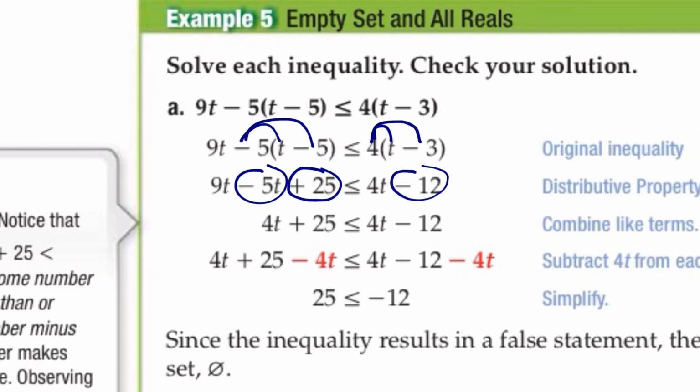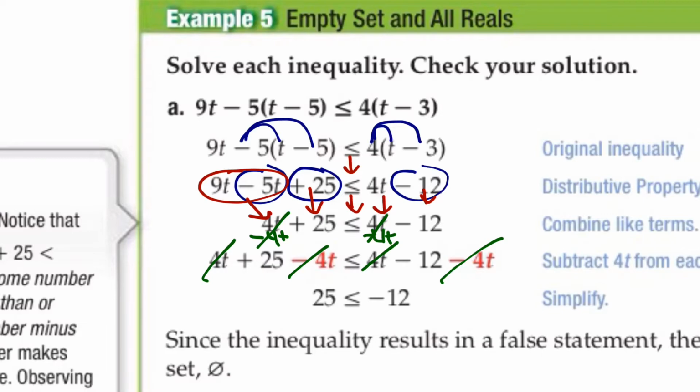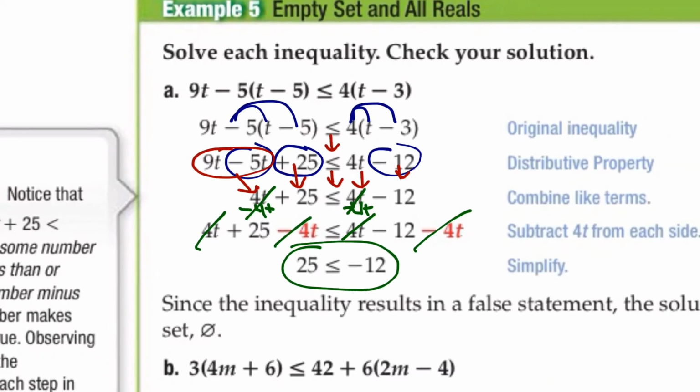Now, I'm going to combine like terms. 9t minus 5t gives me 4t. Still positive 25. 4t minus 12 stays the same. I haven't changed the signs because I didn't divide or multiply by a negative. Now what? Well, I'm going to subtract 4t. But when I do that, what happens? They're both going to cancel. So all I'm left with is 25 is less than or equal to negative 12.